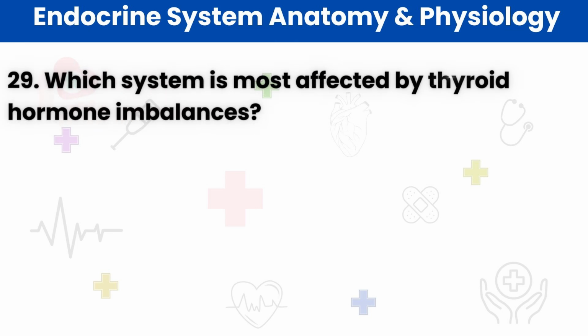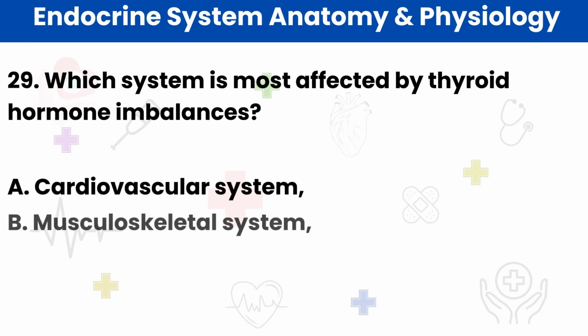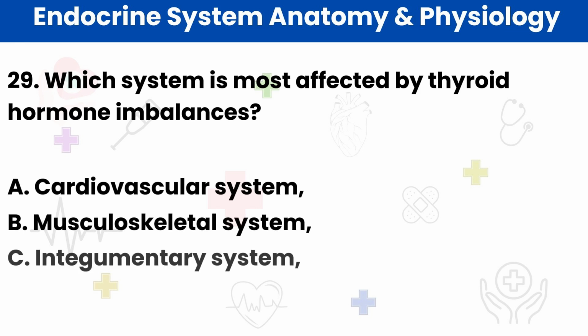29. Which system is most affected by thyroid hormone imbalances? A. Cardiovascular system. B. Musculoskeletal system. C. Integumentary system. D. Urinary system.